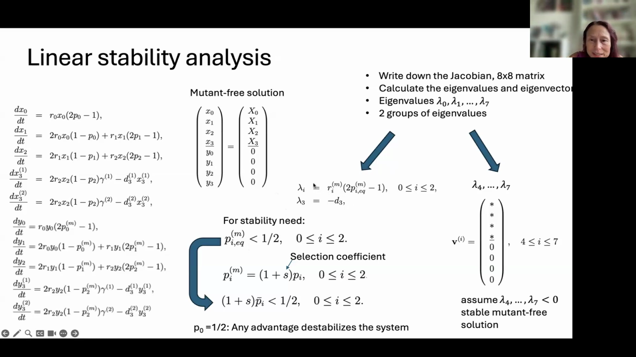So for stability, the mutant has no chance, right? For stability, we need this to be negative. So the probability of self-renewal has to be less than 1/2. And if we write this like we did before, 1 plus s times the normal. Oh, wait. Before I go on, let's see how stability depends on the division rates of mutants.